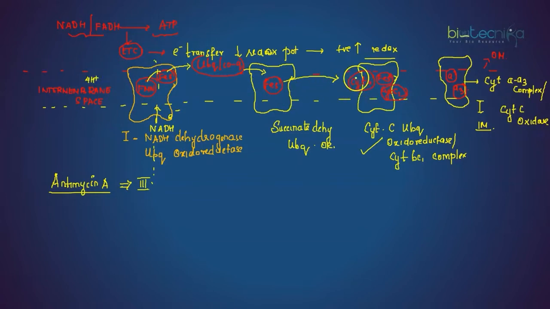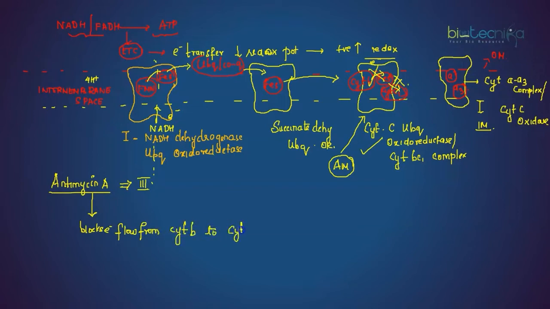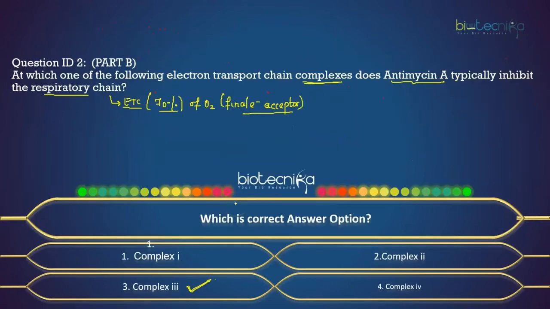So now what exactly happened? If antimycin is present, it will not allow the electrons to go to this one. It will not allow the electron transfer from cytochrome B to cytochrome C1. So we can say it blocks the electron flow from cytochrome B to cytochrome C1. So we know that it's definitely going to be complex number 3.